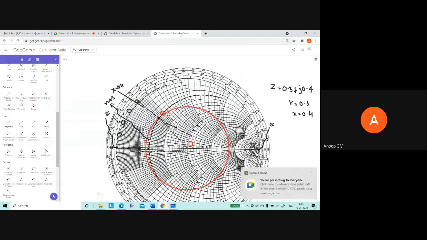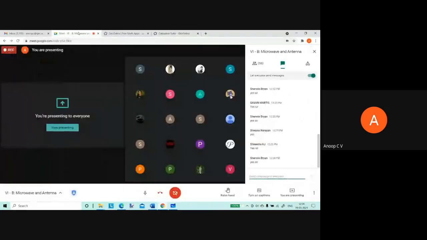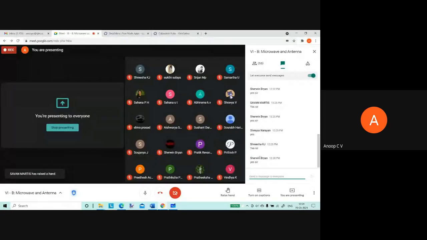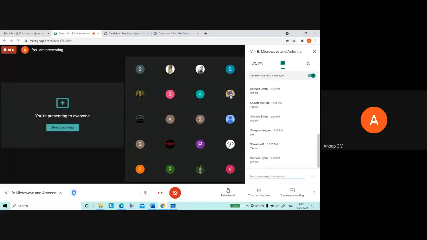So what I have done so far, I located the load impedance point. How many of you understood how a load impedance point is located on the Smith chart? If you have understood, please type in yes. And how many of you understood how to draw a constant standing wave ratio circle? So I'll repeat.